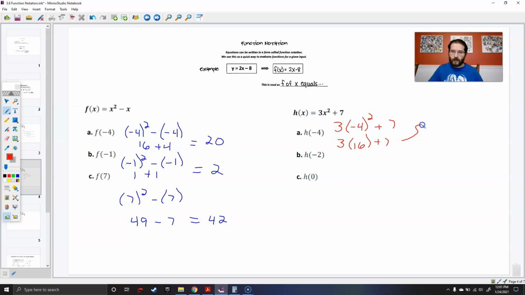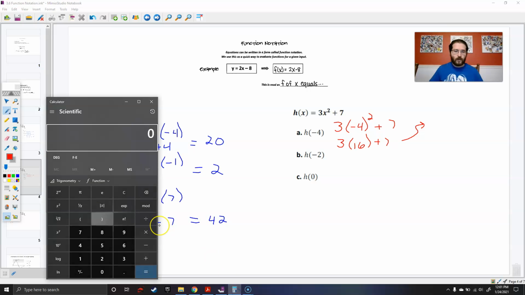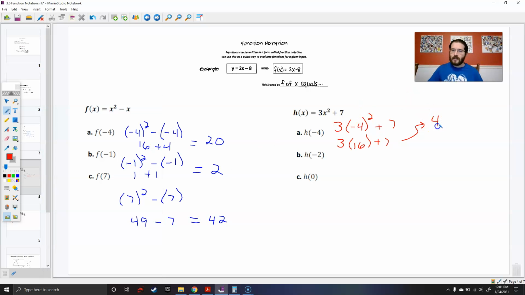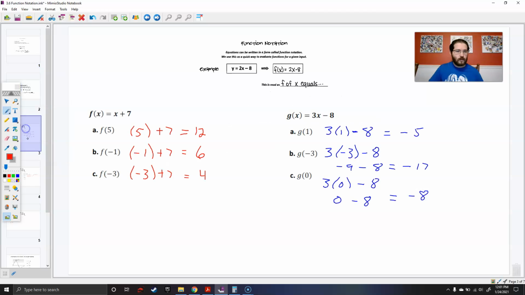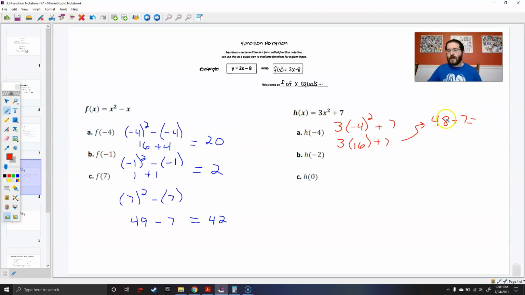All right, I'm going to do a little squiggle arrow. So 3 times 16, what do we get? We get 48 plus 7. All right, and then we just evaluate this. There we go. So 48 plus 7, we get 55.